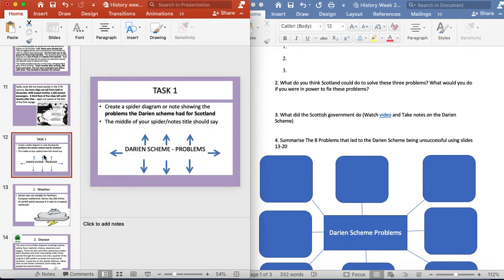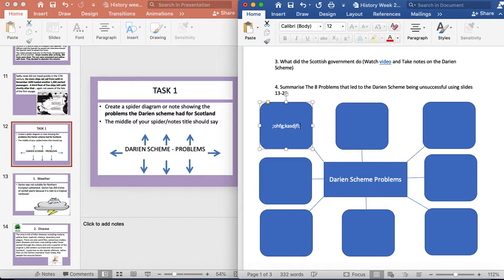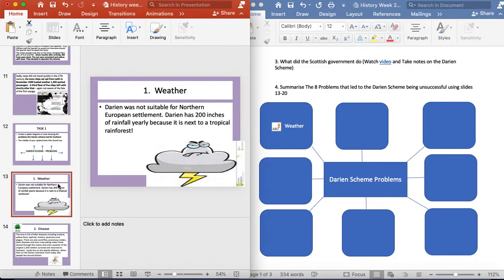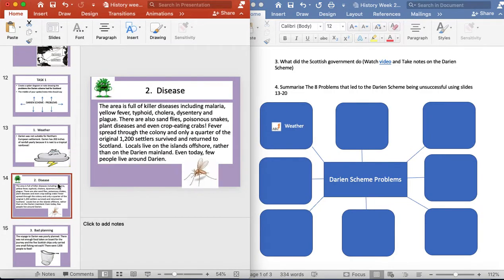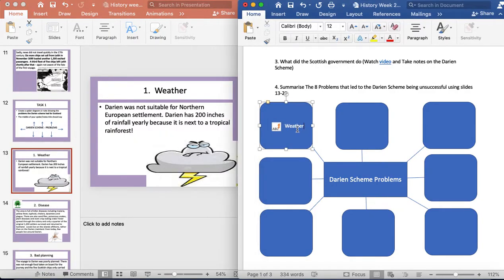Okay, so if you go through, this is where you're going to be filling these out. Now, if you click on that, you can type that. Okay, so you're going to be taking these. So 1, the weather. All right, and then you're going to take notes on the weather. Okay, so I'm going to leave this for you guys to do. So you're going to go weather, and you're going to write something like, so we have Darien was not suitable for Northern European settlement. Darien has 200 inches of rainfall a year, because it's next to a tropical rainforest.